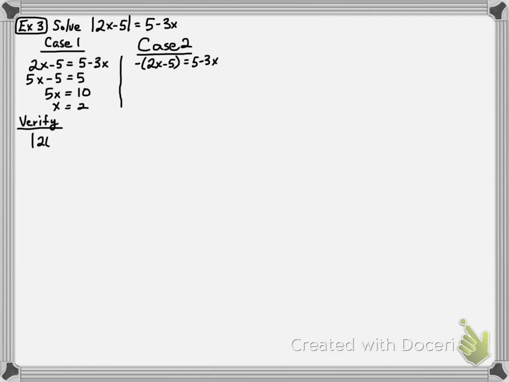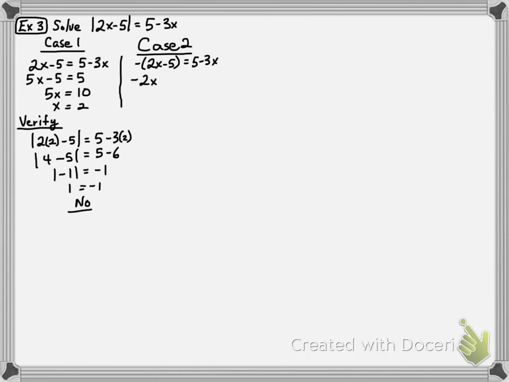To verify it, 2 times 2 minus 5 is 5 minus 3 times 2, which gives us the absolute value of 4 minus 5 is equal to 5 minus 3 times 2. The absolute value of 4 minus 5 is negative 1. And we're going to get 1 equals negative 1. Therefore, there's no solution. Throw it out.